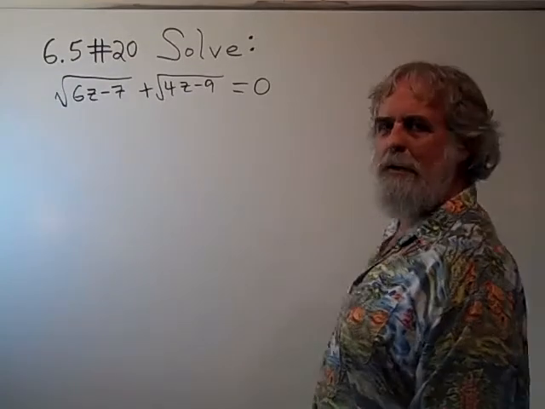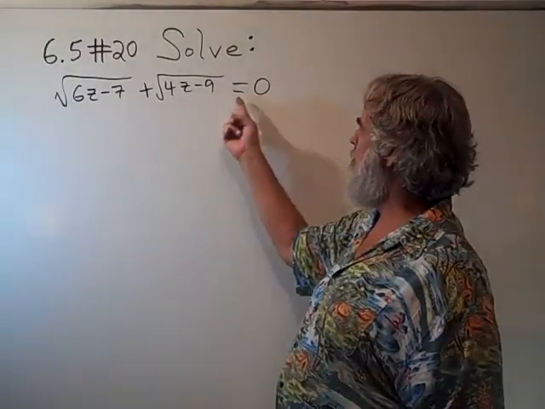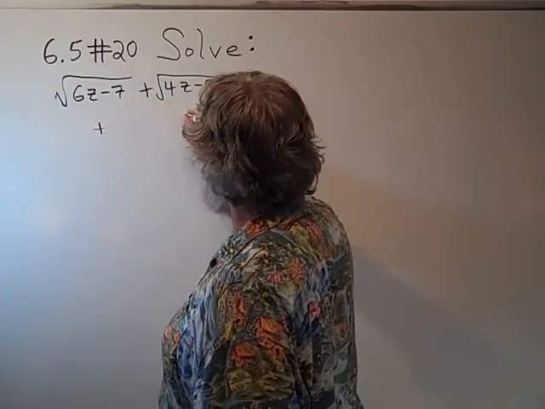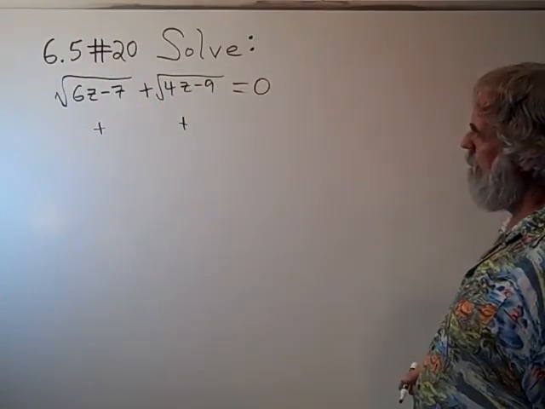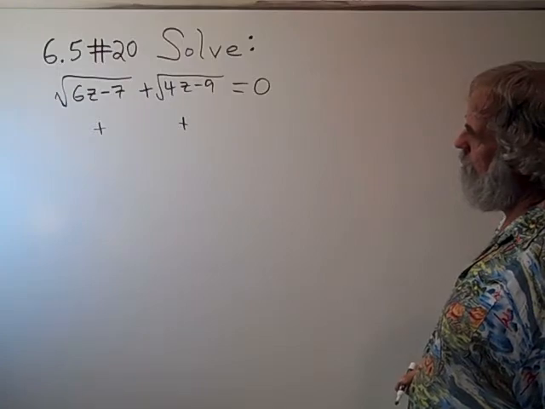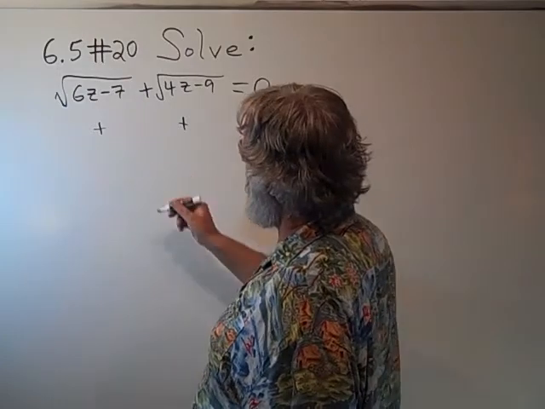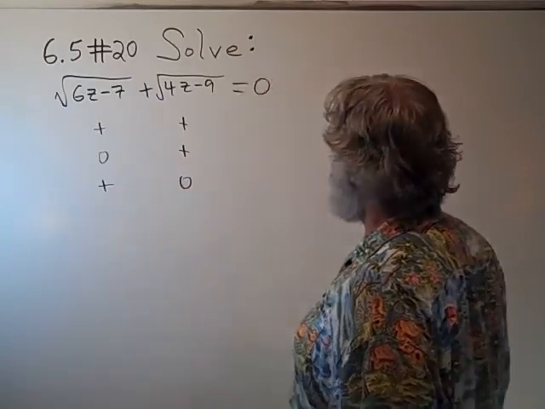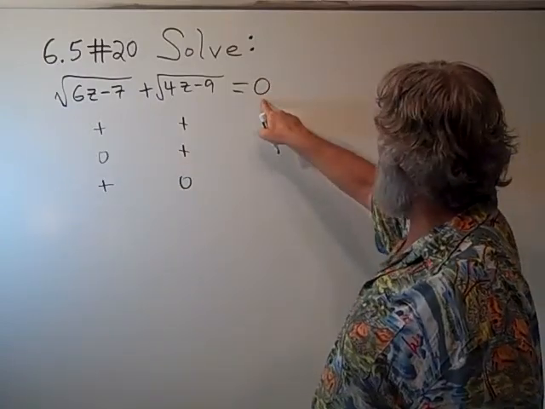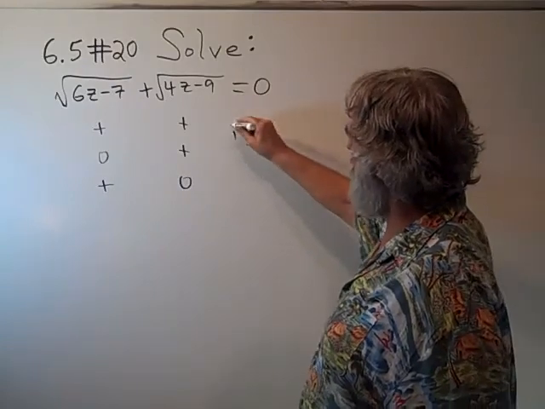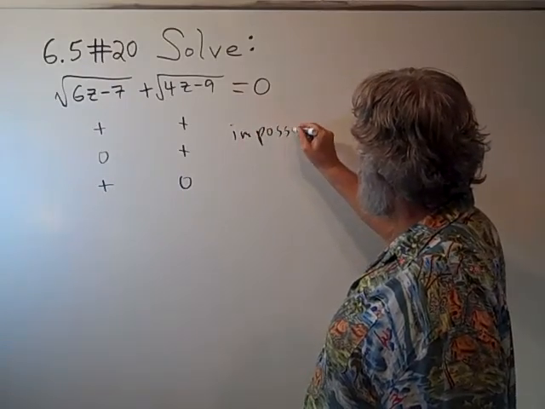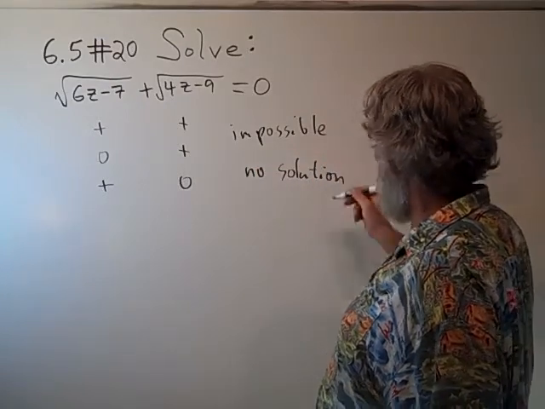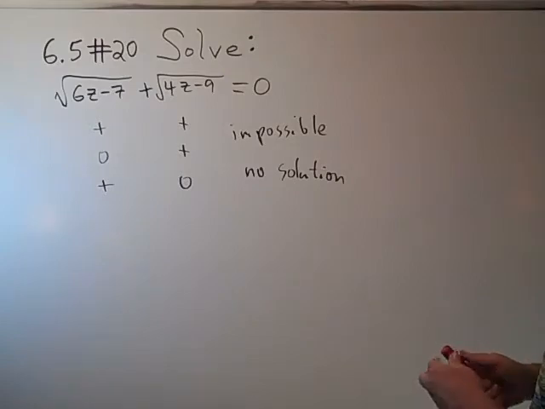Well, to solve this, first notice that it's impossible for this to ever equal 0, because generally these are both positive and they're never negative. If one's 0, the other isn't. So no way, you always have a positive. It can't add up to 0. Impossible. So there's no solution for this problem.